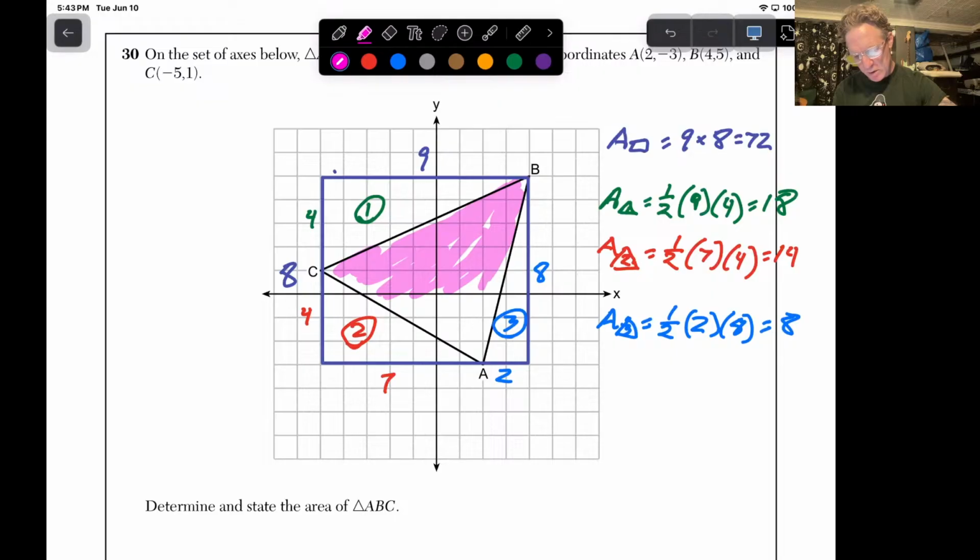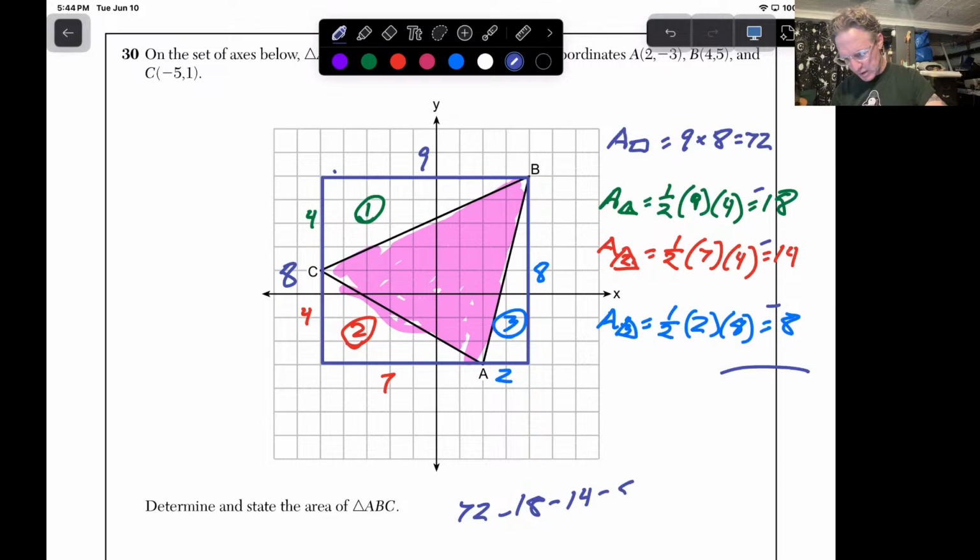These were popular questions in middle school, I vaguely recall, finding the area of the shaded region. So if we subtract these from 72, you should get, what is it, 72 minus 18 minus 14 minus 8. I believe that all equals 32.